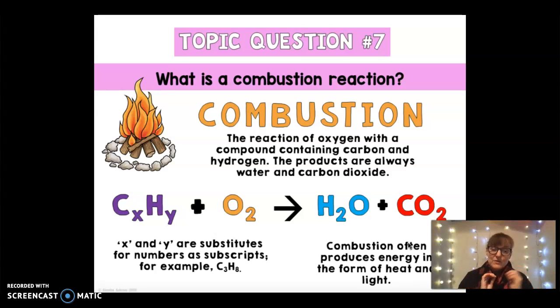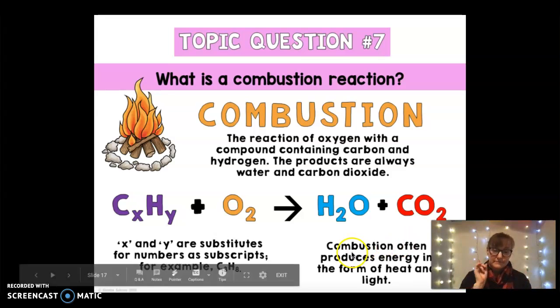So, how do you know if it's a combustion reaction? Keys. It has to have oxygen. You cannot burn anything without oxygen. And you will always get, for grade 9, water and carbon dioxide. Always.